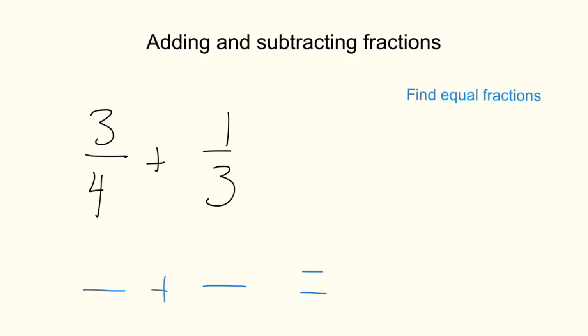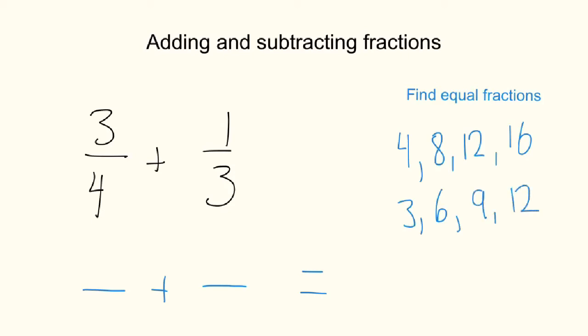You can also list out your multiples of each number. And I usually do 4 or 5 at a time. So here I'm just counting by 4s and then counting by 3s, looking for a match. So we can see that 3 and 4 can both multiply into 12. So I'm going to set my new denominators.